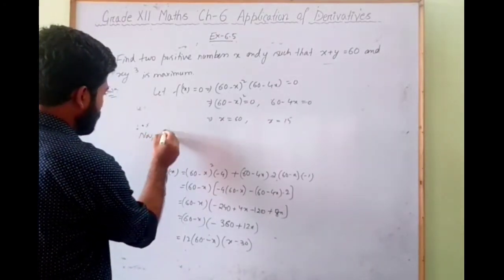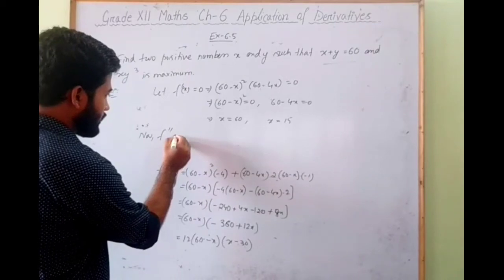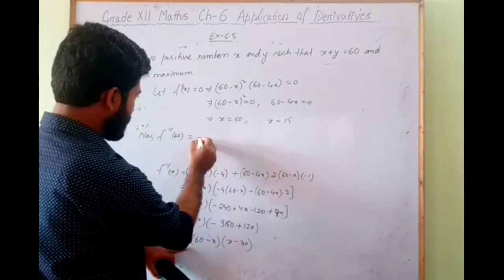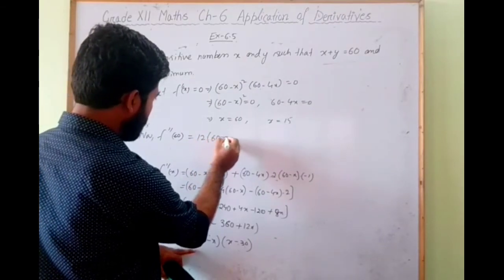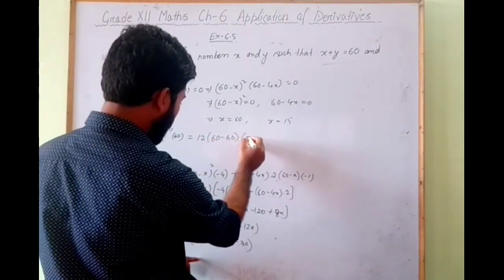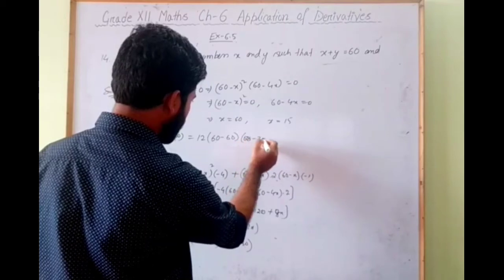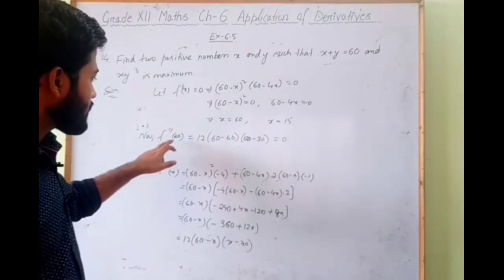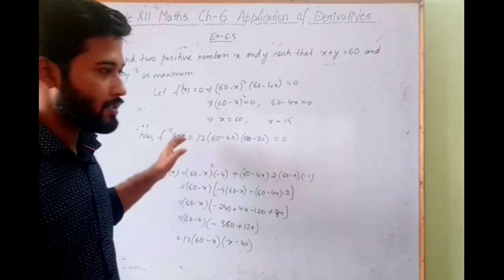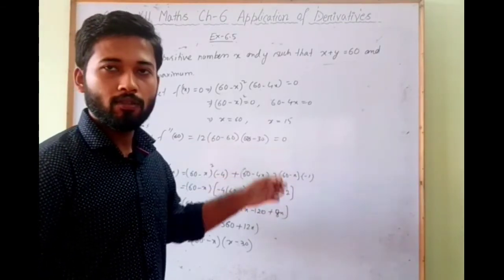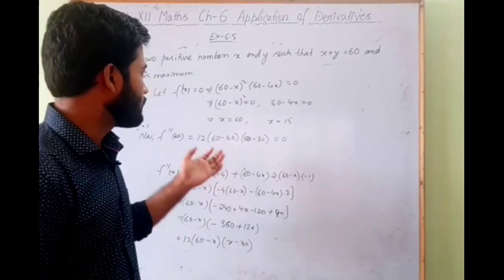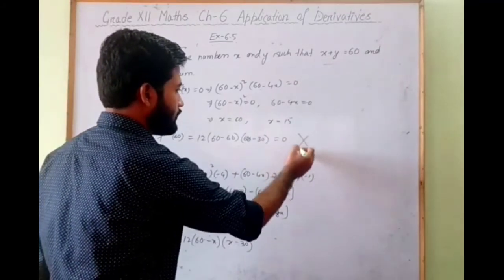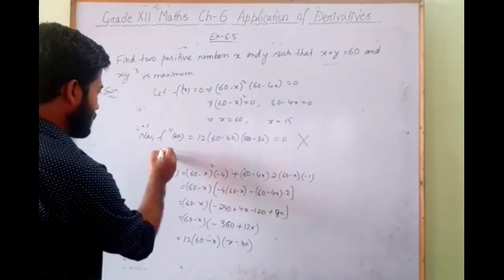Now f'' at the point 60, let us check it. If I put 60 here, 60 minus 60 will be 0, multiplied by (x − 30). So this will be clearly 0, isn't it? Since f''(x) at the point 60 is 0, the test fails here, that is, we cannot find the maximum or minimum values.